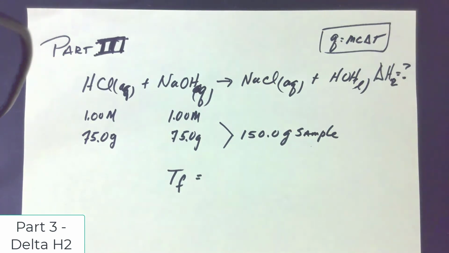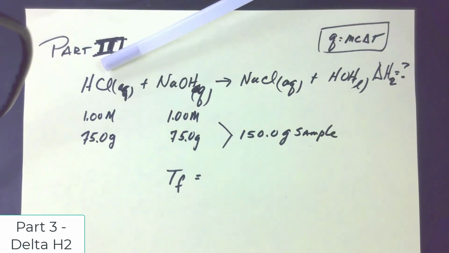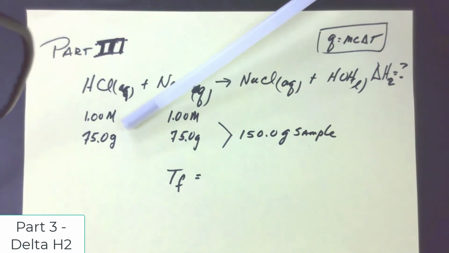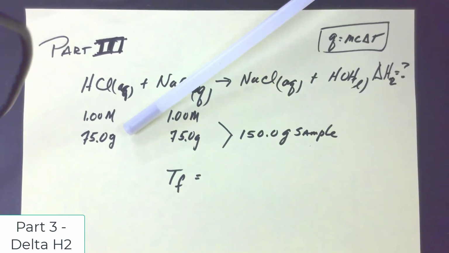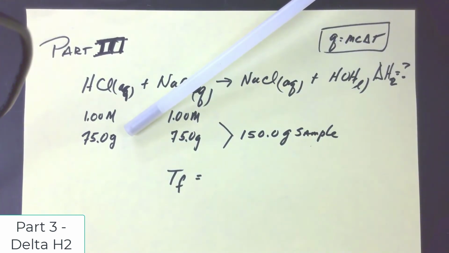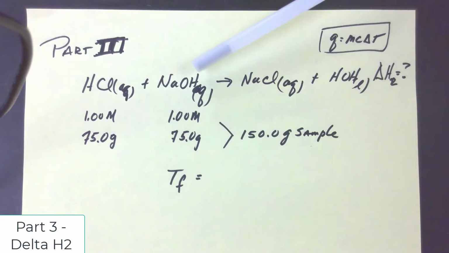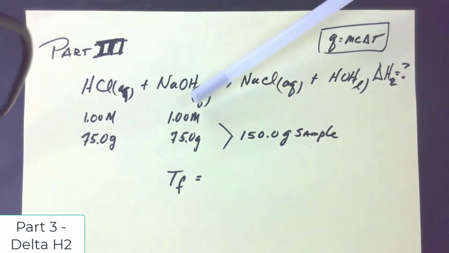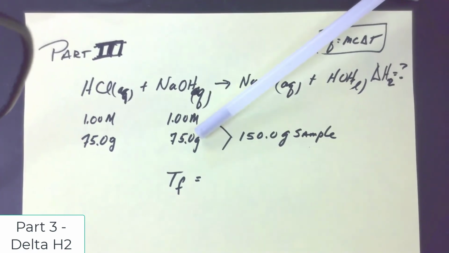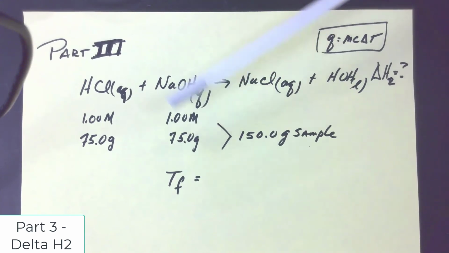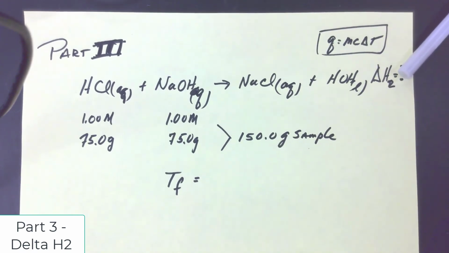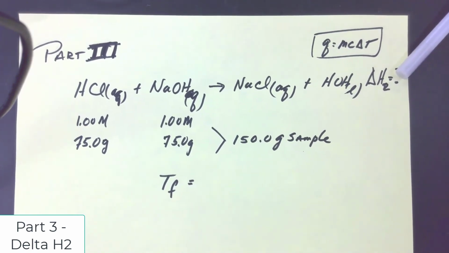In part 3, this time I will take a 1 molar hydrochloric acid solution, measure out 75 grams or 75 milliliters. We are going to assume a density of 1 gram per milliliter. React it with aqueous sodium hydroxide. I'm going to take a 1 molar, same volume or mass, and then mix those together. And of course, notice they produce salt water, and I'm going to solve for my second delta H.